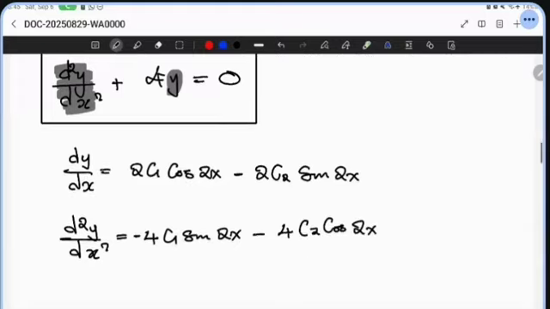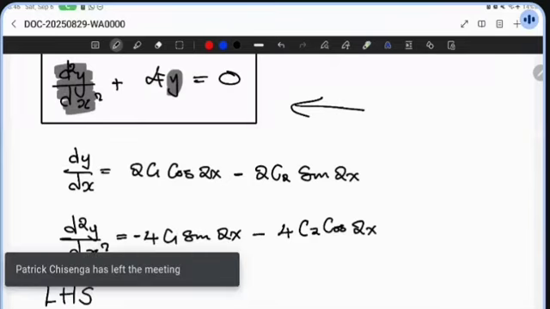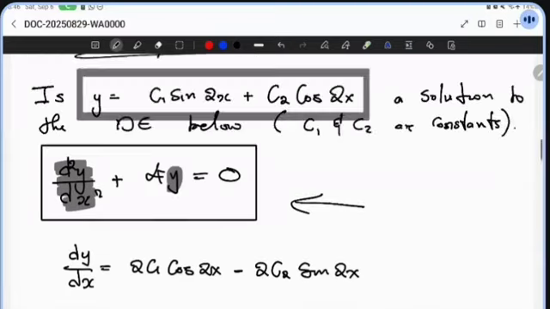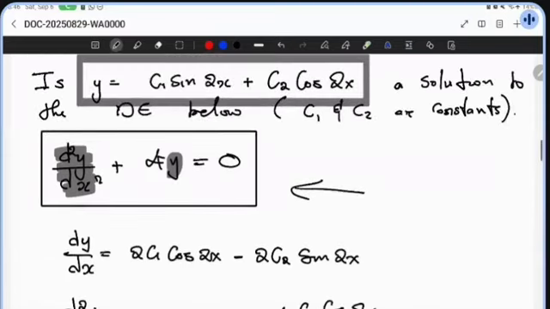After obtaining the expression for the second derivative, we're now going to substitute in that expression. Let's get the left-hand side. On the left-hand side, we have the second derivative, which is minus 4 c1 sine 2x minus 4 c2 cos 2x. All this is just the second derivative. To the second derivative, we need to add 4y. So we have 4 times y. Remember, y is c1 sine 2x.